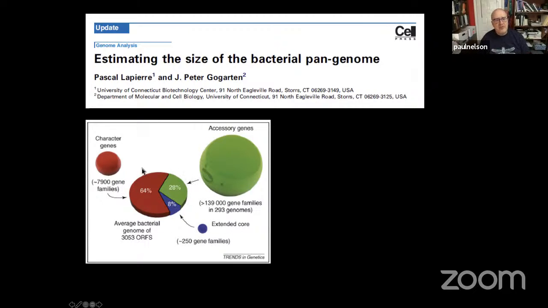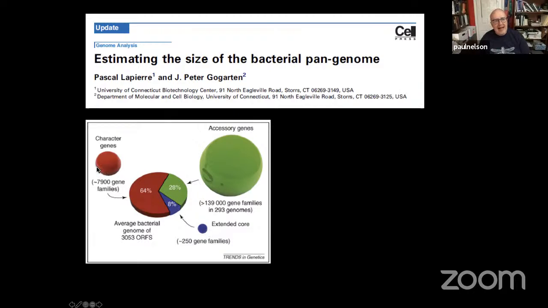So they have two ways of representing their data here, as a pie chart and as these absolute number balls here. So the pie chart is representative of a typical bacterial genome, where you have 8% sequences that are universally shared. They call that the extended core. 64%, which they call the character genes, have a non-universal, smaller distribution, but still taking in a larger section of bacterial space, so to speak. And then 28% in the pie chart, unique to that group.